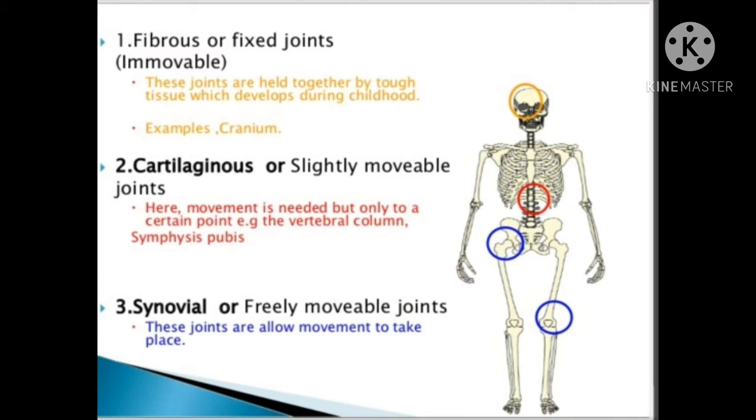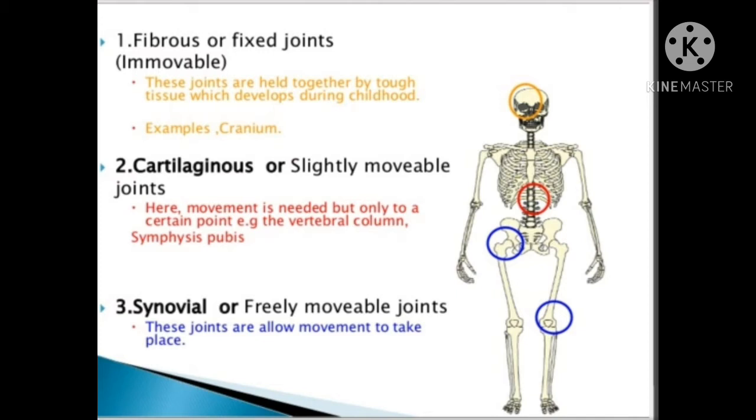Now the second type of joint is cartilaginous or slightly movable joints. By the red color these are represented. Here movement is needed, but only to a certain point. For example, the vertebral column and symphysis pubis. The vertebral column shows slight movement.